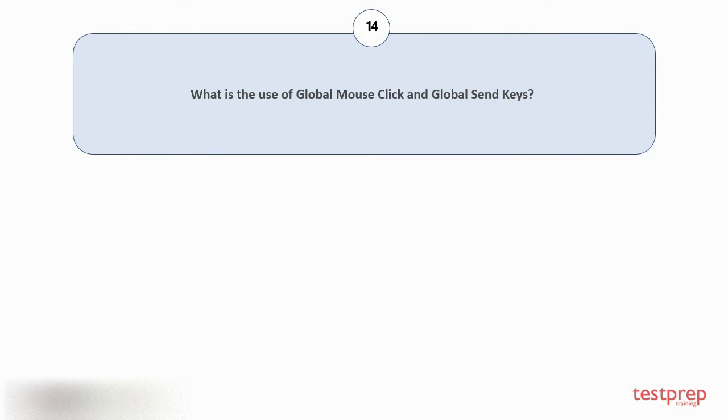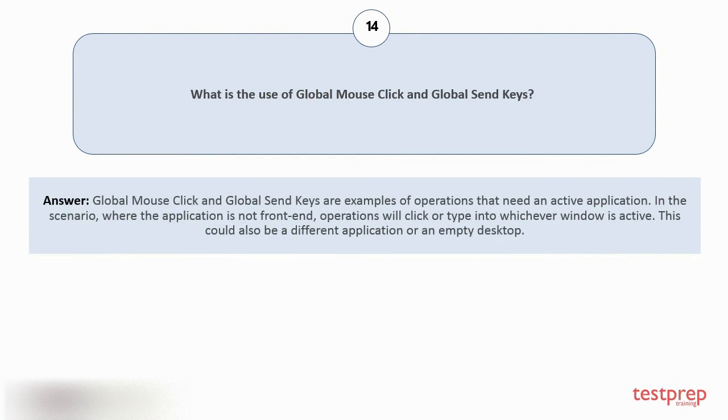Question number 14. What is the use of global mouse click and global send keys? Your answer is: global mouse click and global send keys are examples of operations that need an active application. In the scenario, where the application is not front-end, operations will click or type into whichever window is active. This could also be a different application or an empty desktop.